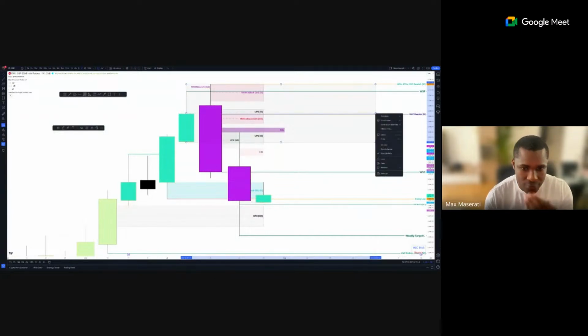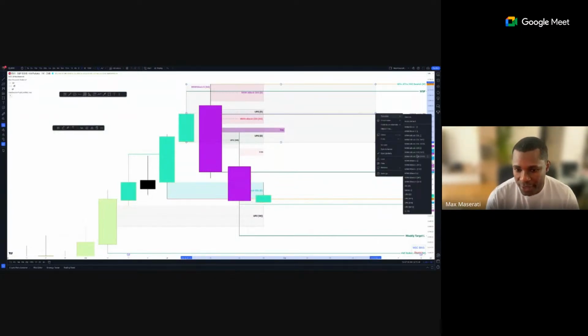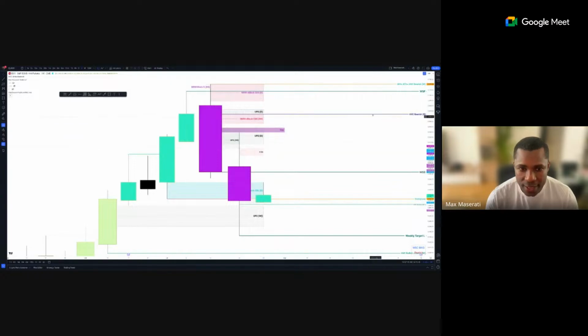So we know on the weekly that we have a market structure change, and with a CDS on the weekly. So let's mark it out. MMM external block CDS. Okay.